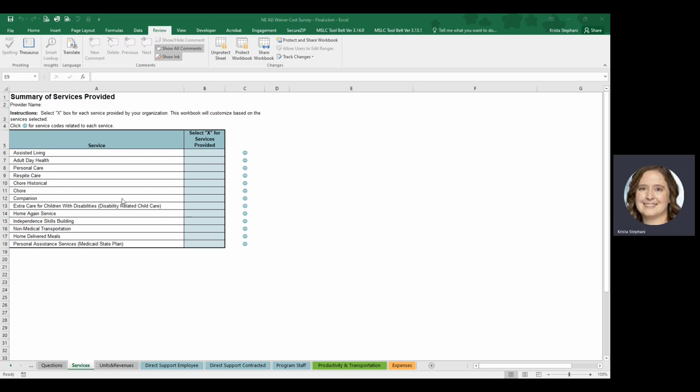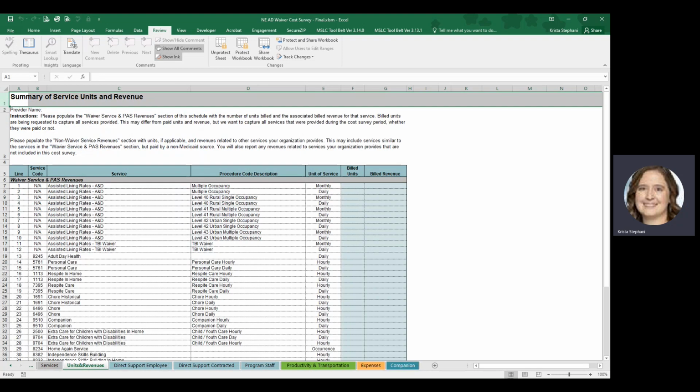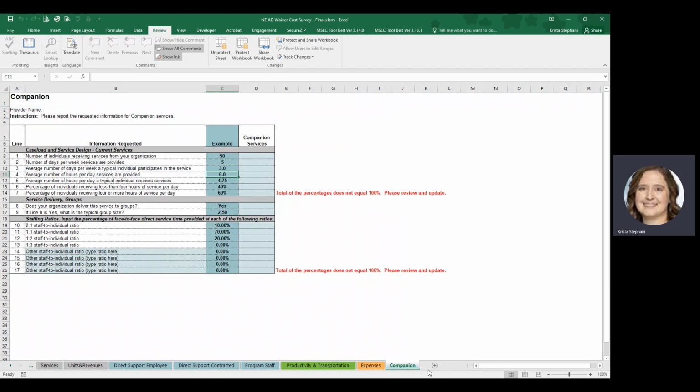To access the Companion Service-Specific tab, you must first navigate to the Services tab within the workbook. From there, you will either type or select X next to the Companion line. Next, you will click on any other tab within the document and you will notice the Companion tab will populate or appear. Once it appears, click on the Companion tab and you will find the information that we are requesting related to providing this service.